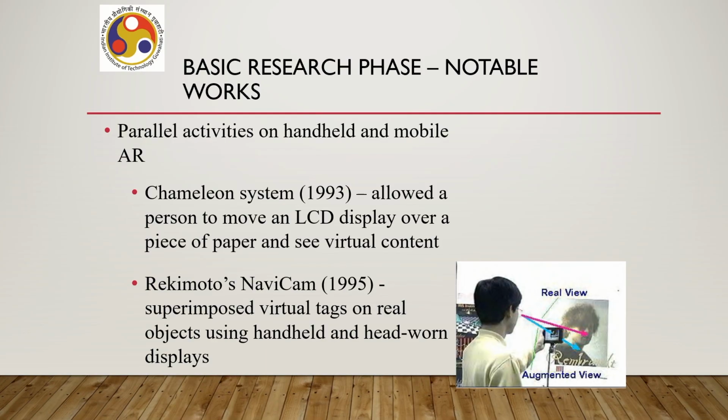Now, while these research works were going on, parallel activities were happening on the handheld and mobile AR front. One early example is the Chameleon system developed in 1993. It allowed a person to move an LCD display over a piece of paper and see virtual content. Similar applications nowadays are quite popular, but at that time it was quite novel.